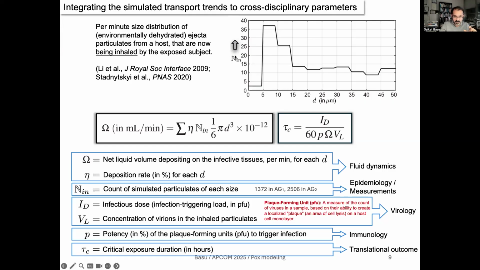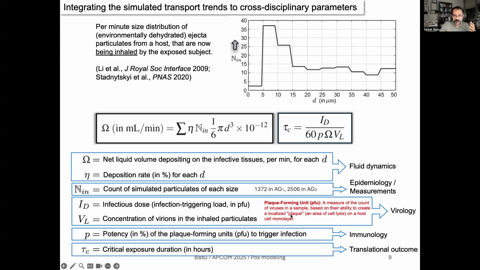So that being n in, we can then quantify this parameter called sigma, which is the net liquid volume depositing at the infective tissue sites in each minute of exposure. So once we get this parameter from the flow physics, the next step is to connect this flow outcome with the cross-disciplinary parameters. So the first thing that we need to know is the ID, which is the infectious dose of the pathogen. This quantifies the minimum number of variants that can instigate an infection, and it is measured in the form of PFU, or plaque forming unit, which is the number of plaques formed by a viral sample in a host monolayer of cells.